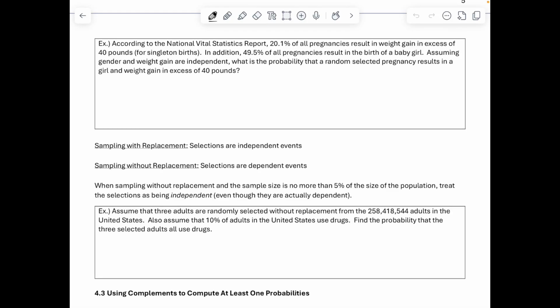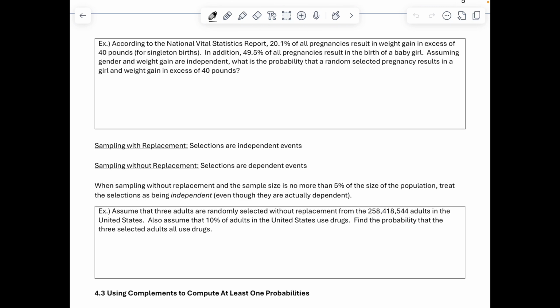This is part 2 of the Chapter 4 notes. The example at the top of page 6 says, according to the National Vital Statistics Report, 20.1% of all pregnancies result in a weight gain in excess of 40 pounds for a single birth. In addition, 49.5% of all pregnancies result in the birth of a baby girl.